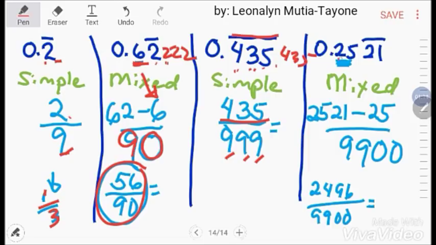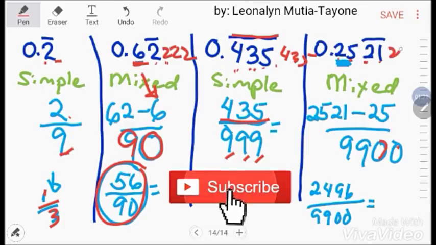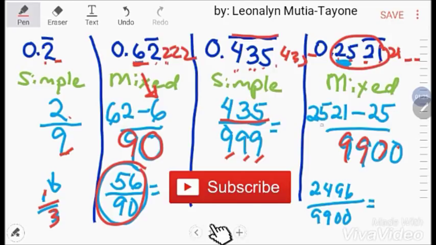Ang next is 25 ang non-repeating. So, dalawang 0. Ang repeating ay 2 at 1, 2 at 1, so dalawang 9. Kopyahin lang ito, 2, 5, 2, 1, minus yung non-repeating. Kaya 2, 4, 9, 6 over 9, 9, 0, 0. At kayo nang bahala mag-simplify nito. Anyway, mayroon tayong separate na video in finding the greatest common factor kasi yun yung gagamitin para masimplify mo yung fraction.